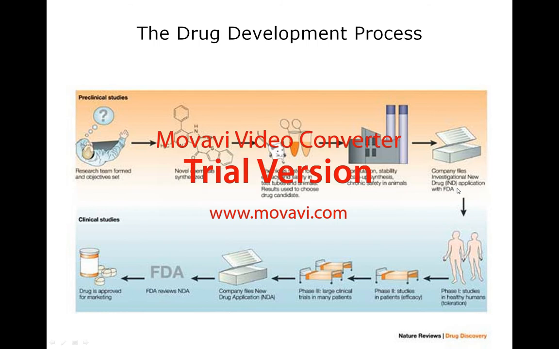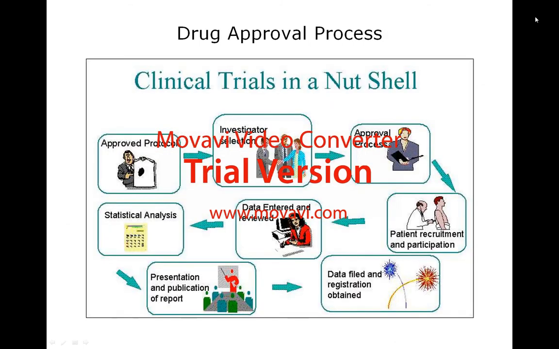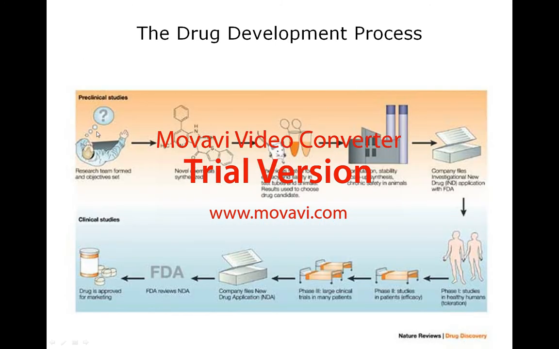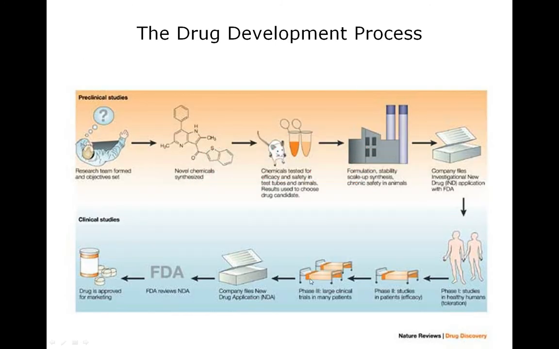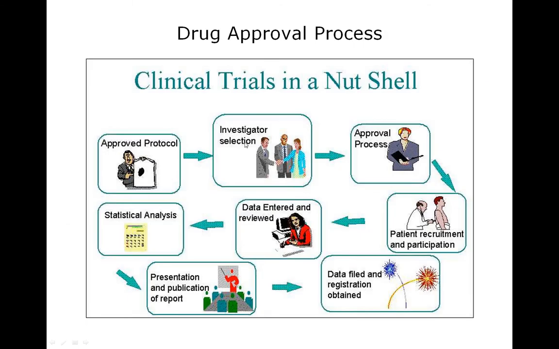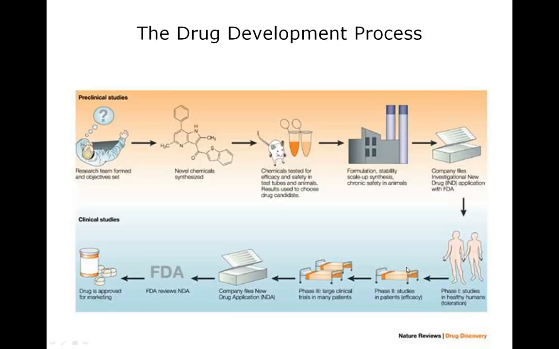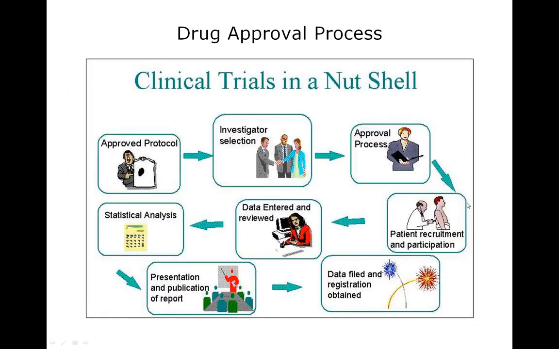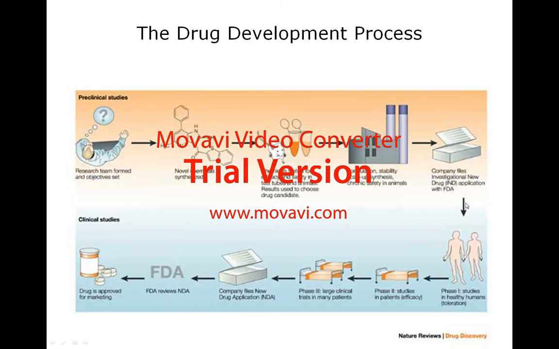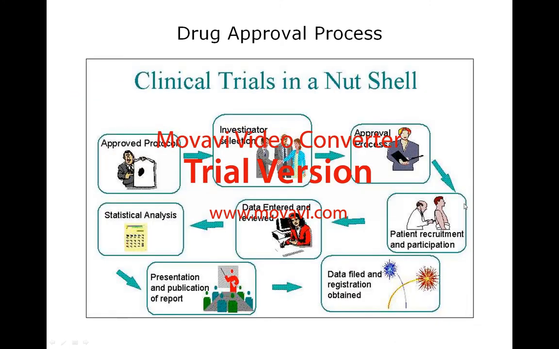So this is the drug development process. Later, we have a drug approval process. What's the drug approval process? It's all about how the drug is approved. So this is the process of conducting the trial. Then this is the approval process. It means that after getting the permission to conduct the trial, then how they will do the trial. First, they will create a protocol.